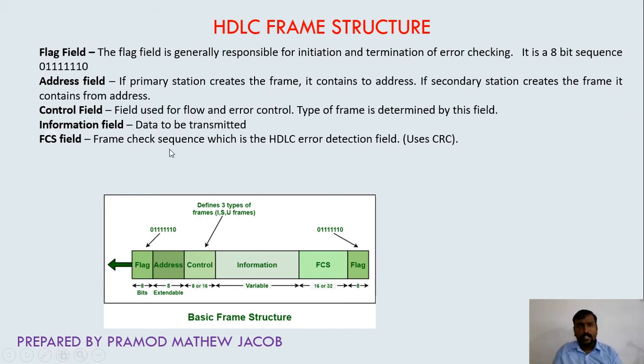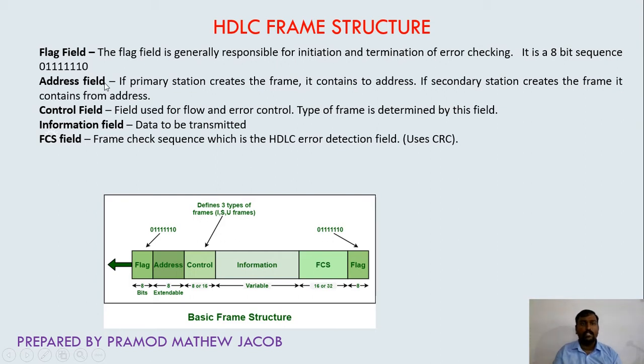So let's understand each field in detail. The first one is the flag field. The flag field is generally responsible for initiation and termination of error checking. It is an 8-bit sequence. Usually for an HDLC frame format it will be 0 followed by 6 ones and a 0.